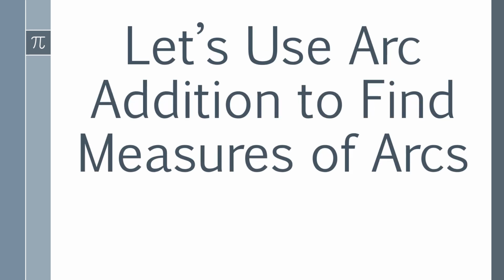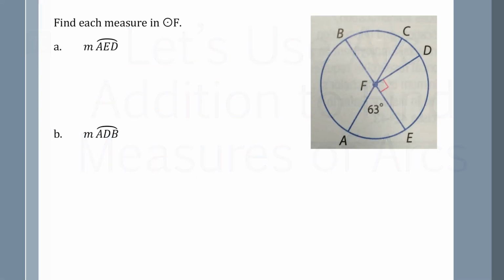Okay, let's use arc addition to find some measures of arcs. Arc AED. Well, I can take 63 and add this one plus this one here. So that's equal to 90 plus 63, and that's going to come out to 153.